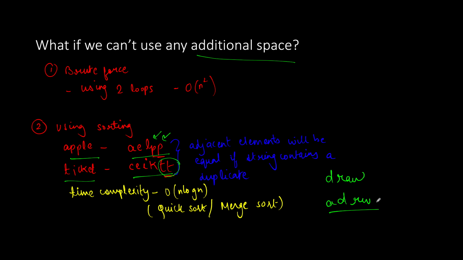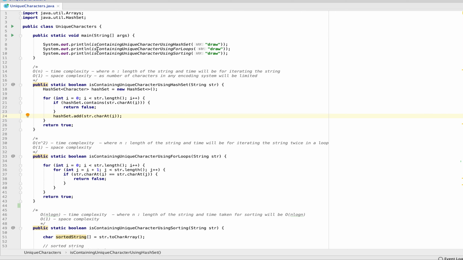The time complexity of this solution would be order of n log n, where we can use any kind of sorting algorithm like quick sort, merge sort or heap sort, and the space complexity would be order of 1. So let's look at the code. We have implemented 3 functions using all the possible solutions, that is using hash set, using for loops and using sorting. So let's look at the first solution using hash set.